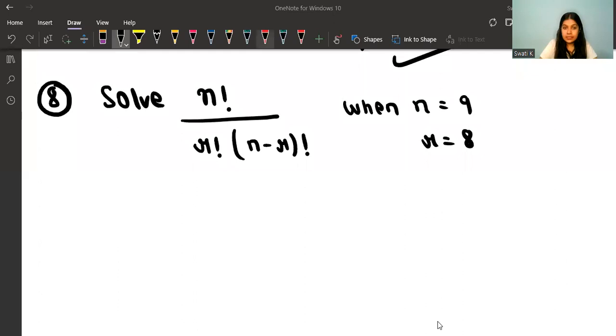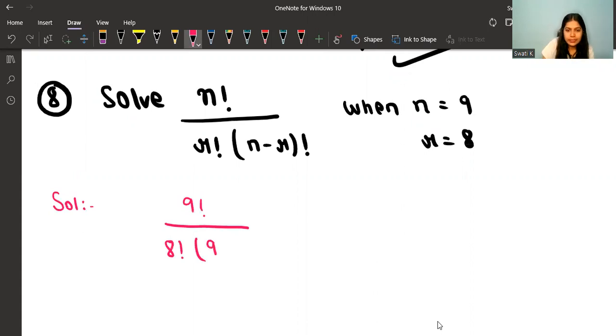So this is our next question. We have to solve n factorial divided by r factorial times n minus r factorial when n is 9 and r is 8. So this will become 9 factorial upon r is 8, so 8 factorial, and this is n minus r, that is 9 minus 8 factorial. Very simple question. So 9 factorial as it is, 8 factorial as it is, and 9 minus 8 is 1, so it is 1 factorial. We all know that 1 factorial is 1 only. So 8 factorial into 1 is 8 factorial.